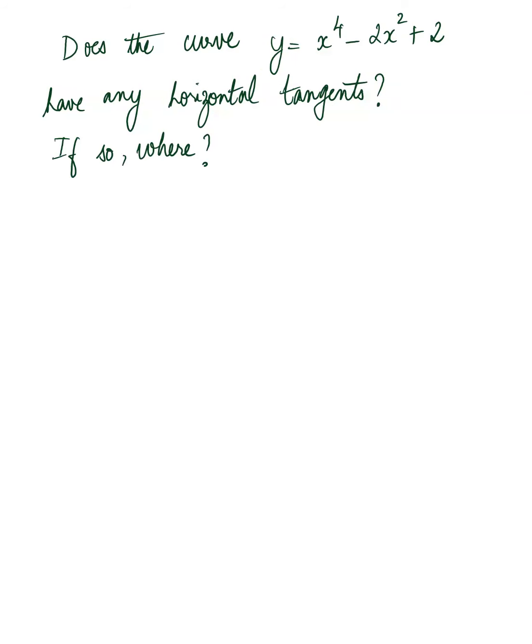Here comes our critical thinking question. Does the curve y equals x to the power 4 minus 2x squared plus 2 have any horizontal tangents? If so, where? Do we agree that this is a curve? So look at the expression. It's x to the power 4 minus 2x squared plus 2. Clearly that's a polynomial of degree 4.